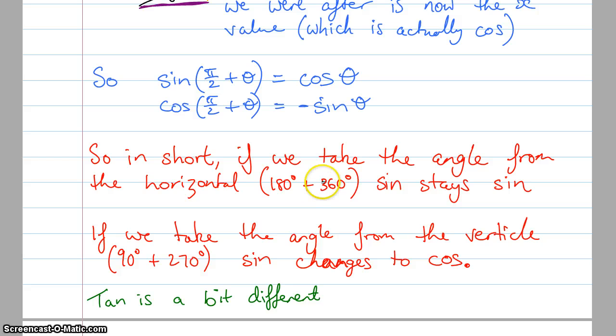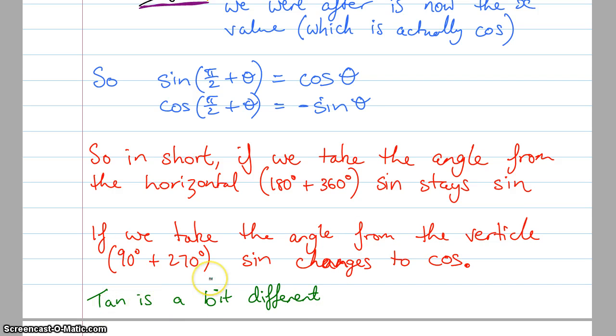So if we're ever going from 180 and 360, sine stays as sine, cos stays as cos, tan stays as tan. But if we actually use the angle from the vertical, for example, if I had sine of 120, I could make that actually sine of 90 plus 30. And in which case, the sine would actually change to a cos. So I'd actually find out what cos of 30 is and go from there.